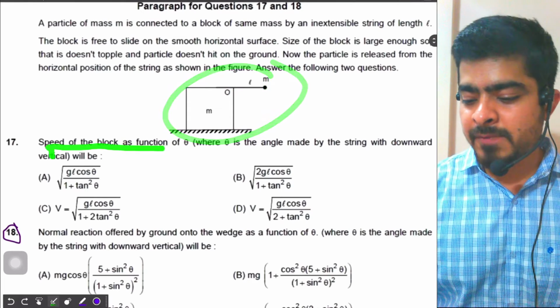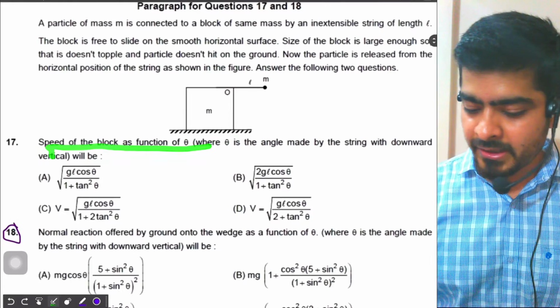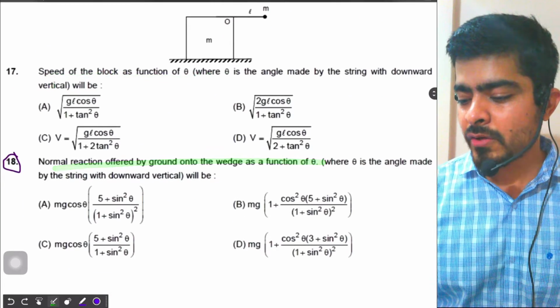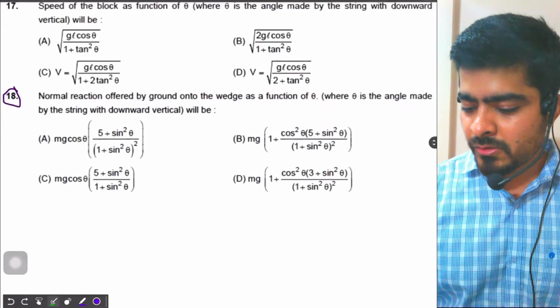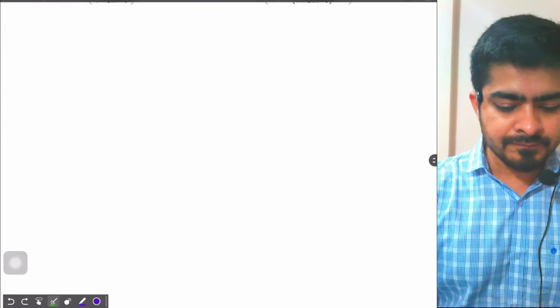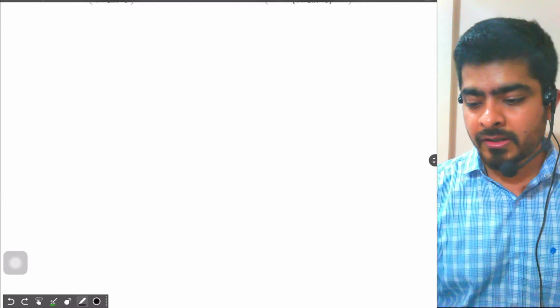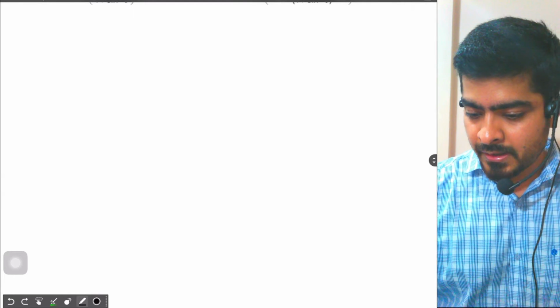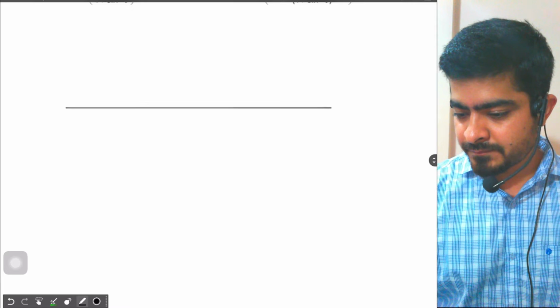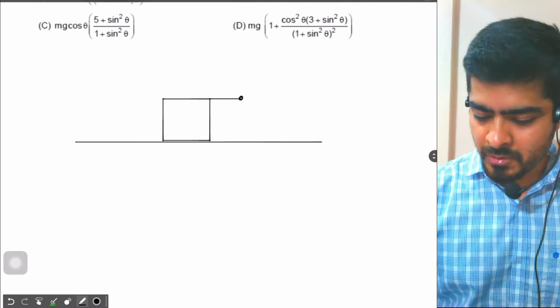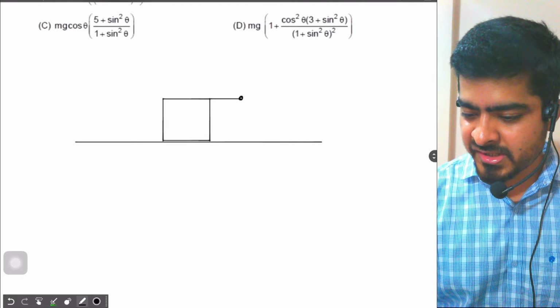So we have to calculate the speed of the block as a function of theta, and we have to calculate the normal reaction offered by the ground on the wedge as a function of theta. Okay, so first of all we draw the FBD at some angle theta when the string is already turned by angle theta. First of all we'll draw the initial position. So this is your ground. So this is the block and the particle in initial position.